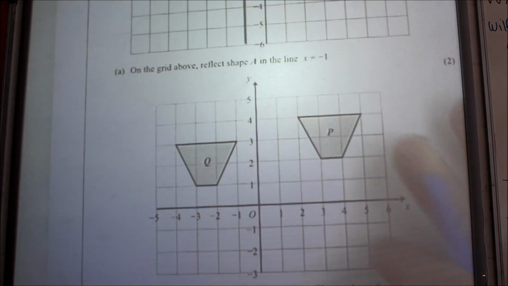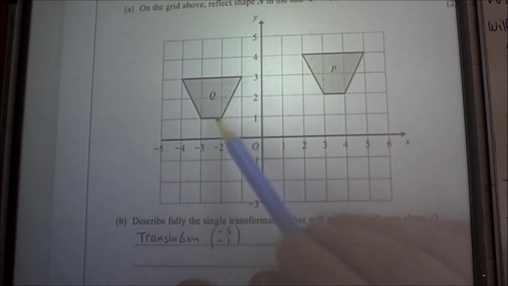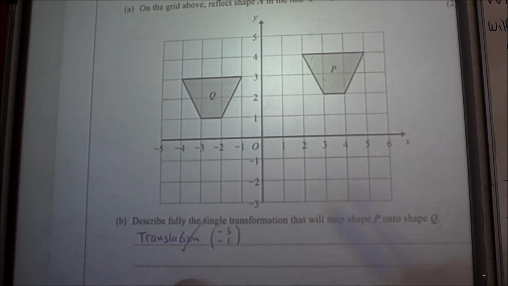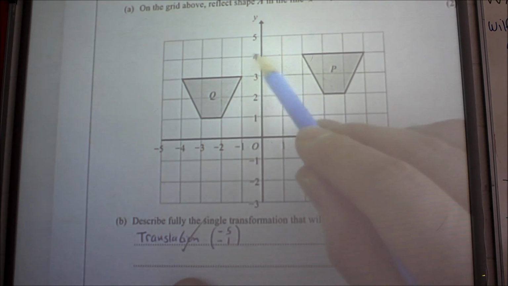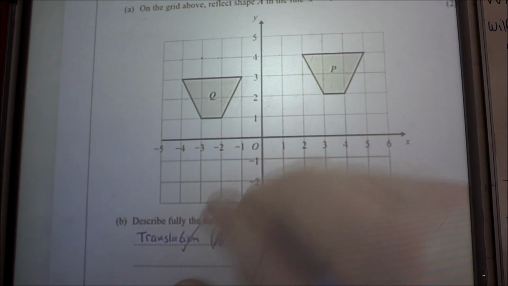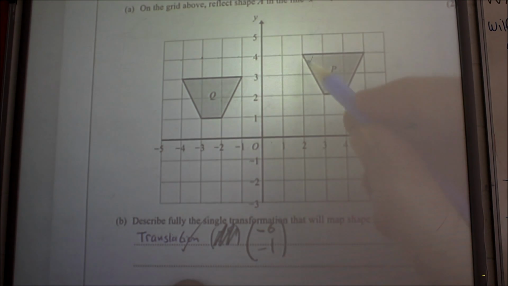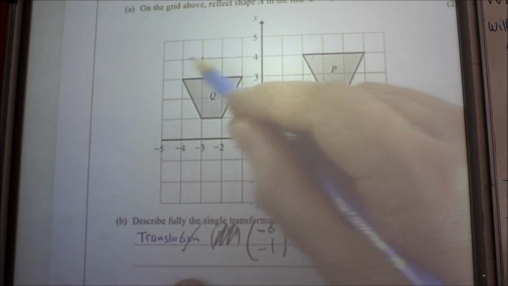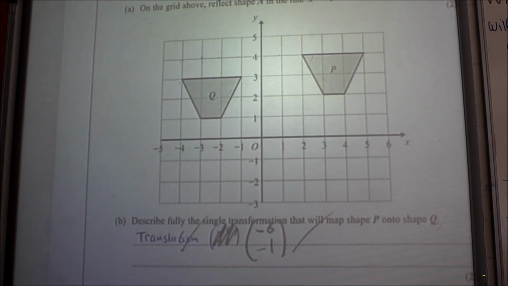There you go. And question B, describe fully the single transformation that will map shape P on to shape Q. It's been shifted along, so it's a translation, 1 mark, and it's gone 1, 2, 3, 4, 1, 2, 3, 4, 5, 6 by the looks of it, so I've got that wrong. It's -6, and it's been moved down 1, so -6, -1. We'll just check that. So it goes from there, 1, 2, 3, 4, 5, 6, and down 1. So it's a translation, -6, -1. And they're your questions on translations, or transformations.